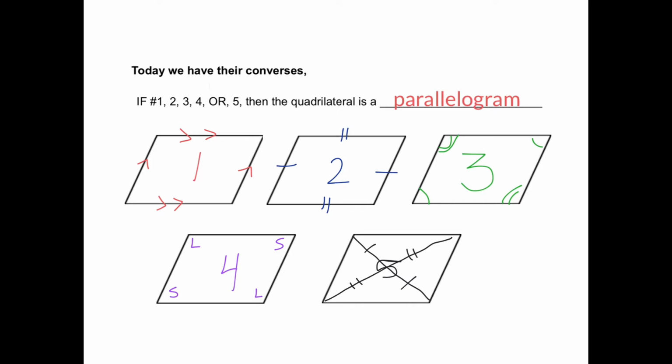So again, number 1, opposite sides are parallel. Number 2, opposite sides are congruent. Number 3, opposite angles are congruent. Number 4, consecutive angles are supplementary. So remember the S and the L stand for small and large angles. The small angle plus the large angle will always equal 180 degrees. And then number 5, the diagonals bisect each other, creating 2 sets of congruent segments.